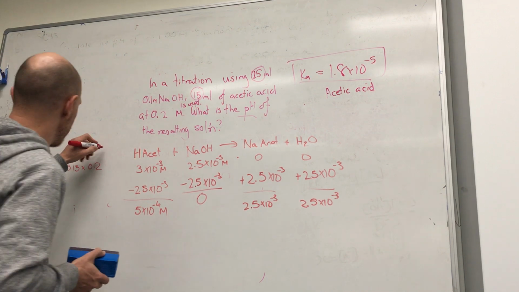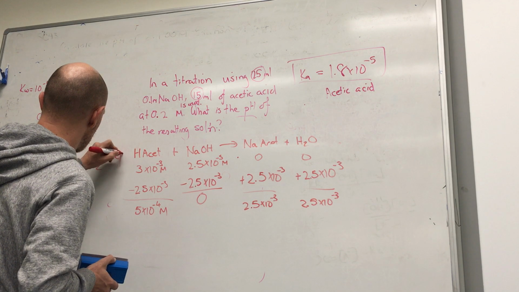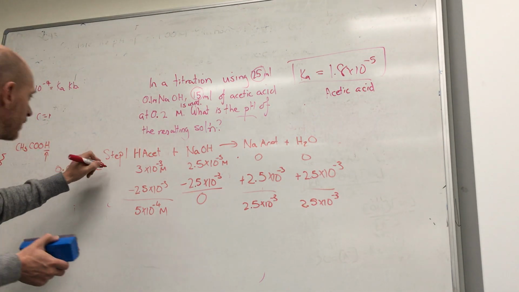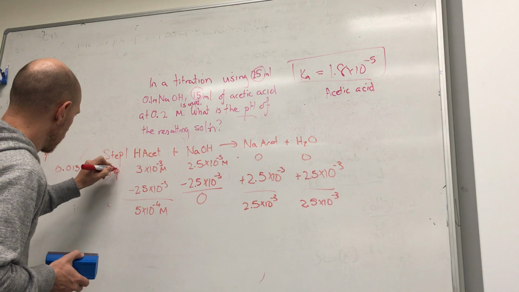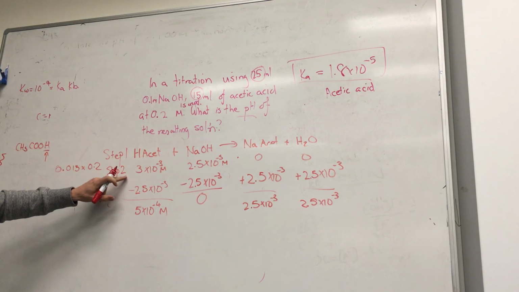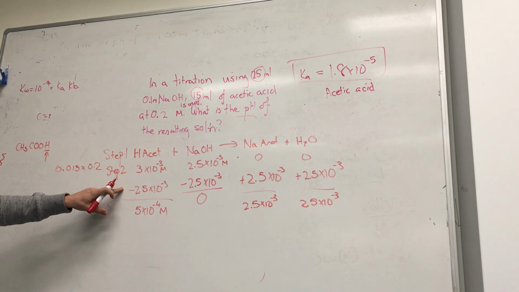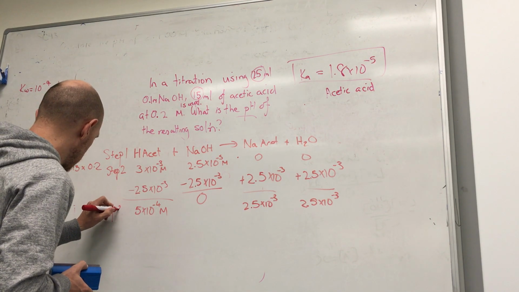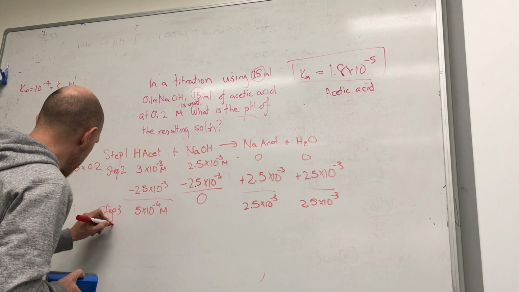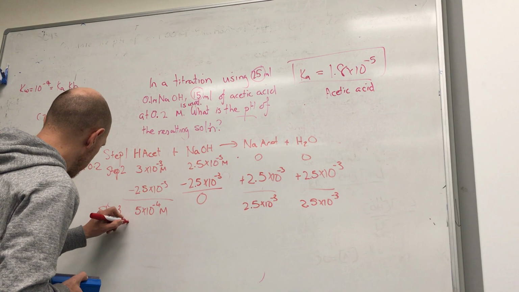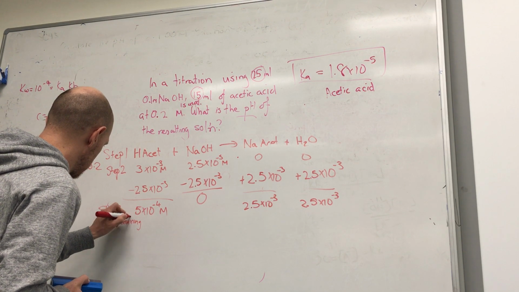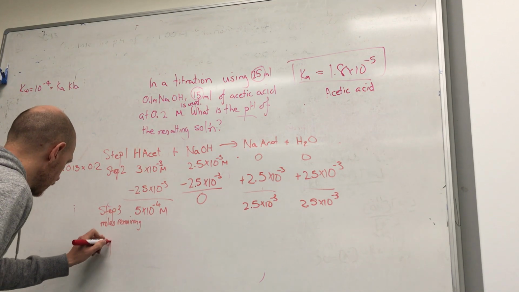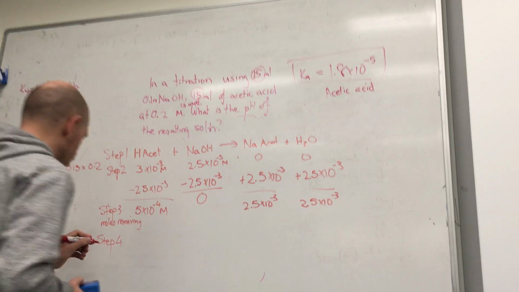So step 1 is to do your reaction. Step 2 is to work out your stoichiometric ratio. Step 3, moles remaining. Step 4 is concentration.